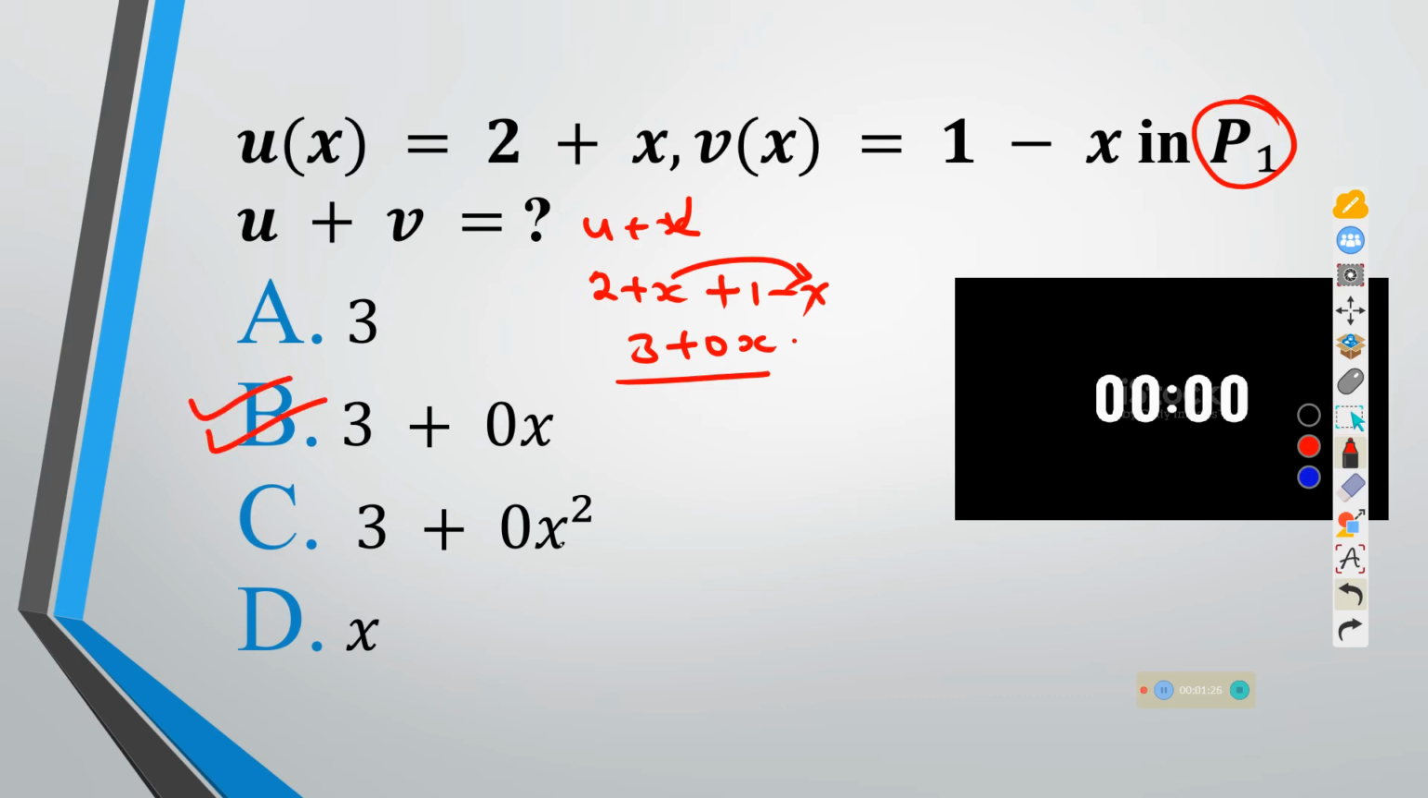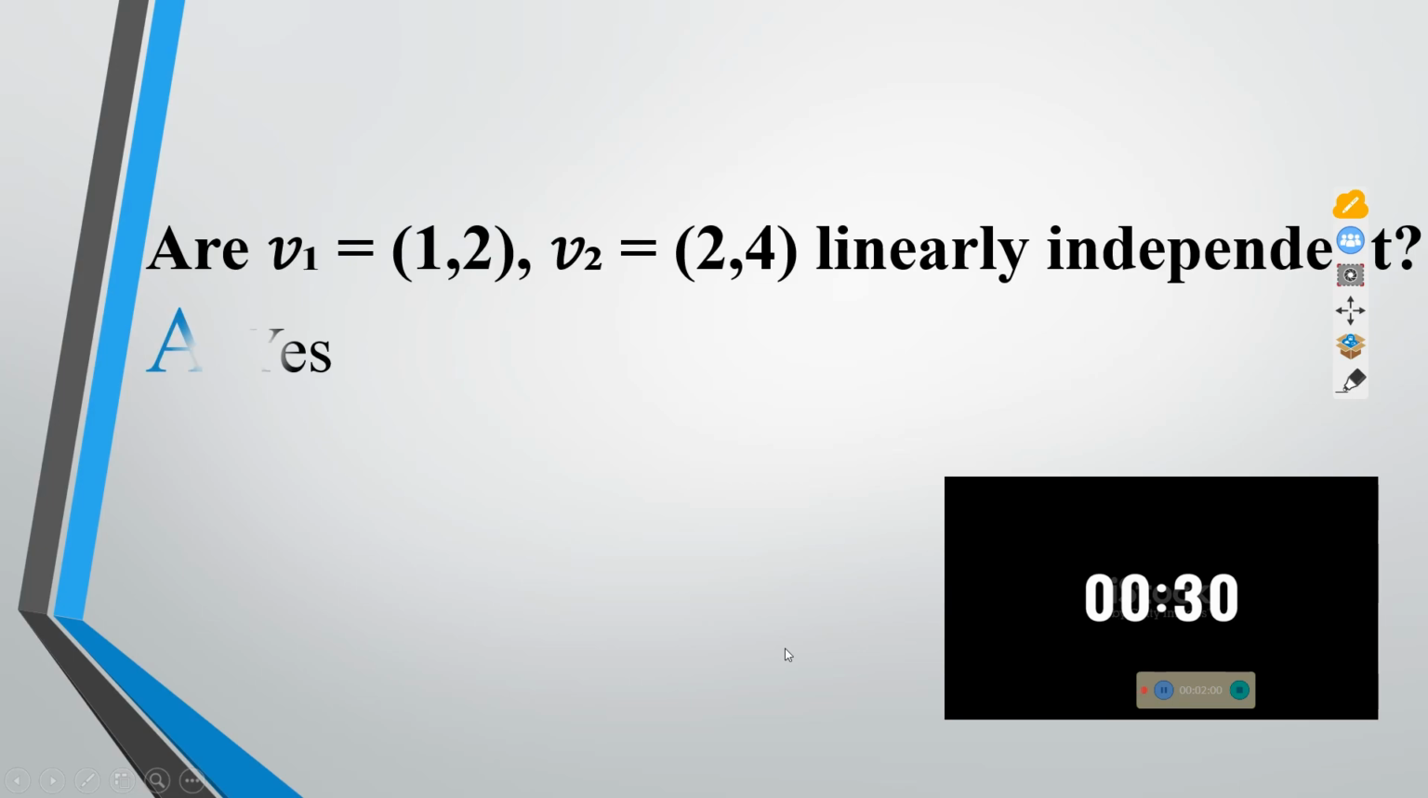This one is not correct because this is from P2, degree 2. Here it is not indicating the coefficient of x, it is a constant. So from the polynomial space of degree 1, this would be the correct answer, and we shall have B as the correct answer. So next we'll look at the next question. Next we are given a question: are these vectors linearly independent?